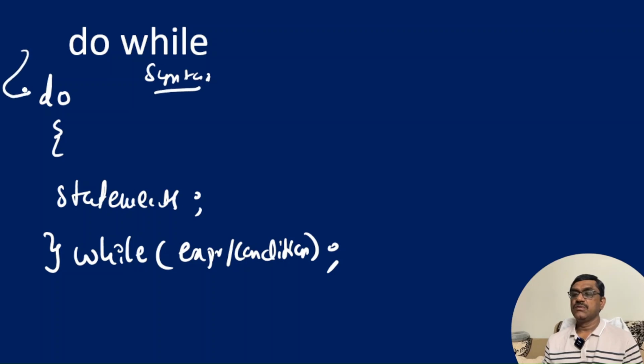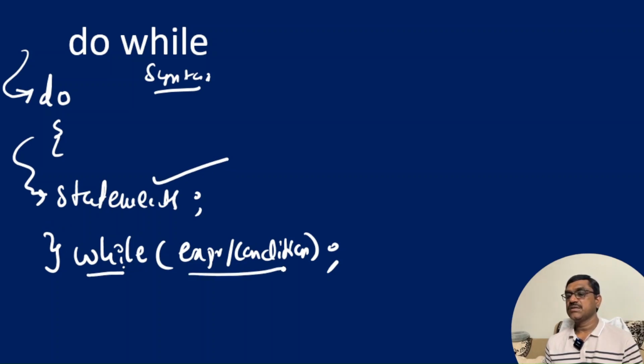Now, in this syntax, what happens first? The flow of control starts from do. Do means go and execute. So these statements are executed. Next, we move to the while, and within the parenthesis, we check the condition. Here, the semicolon is a must. Please remember.